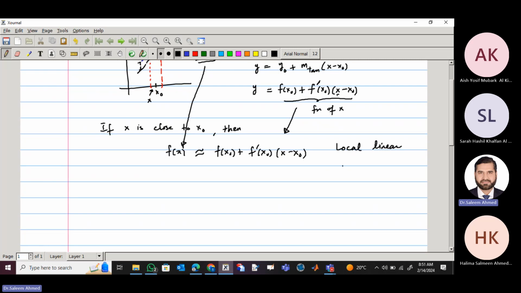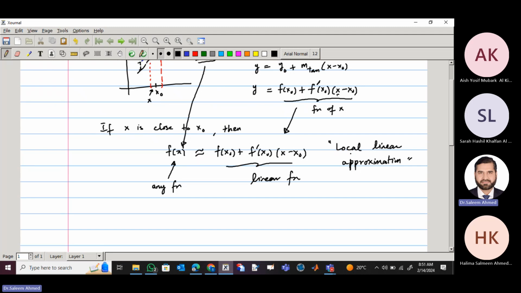This is called local linear approximation. The function on the right hand side is a linear function because it's a straight line. And the function on the left is any function, which may not be linear, right? This linear function comes from the straight line coming from the same f of x. So we are approximating a function by a linear function. That's why we call it linear approximation.